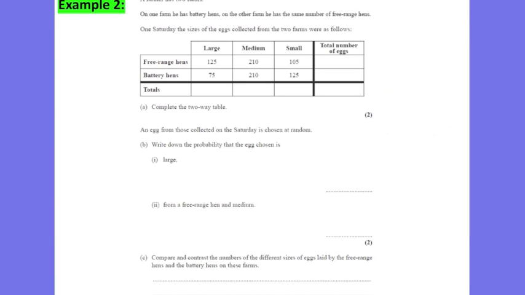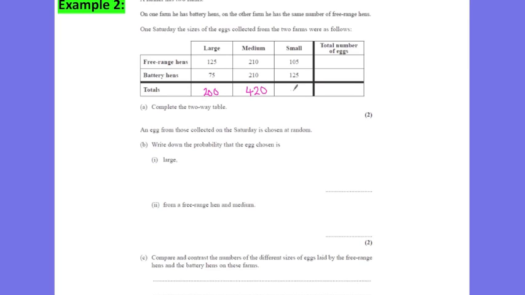Example number 2. A farmer has 2 farms. On one farm he has battery hens. On the other he has the same number of free-range hens. One Saturday, the sizes of eggs collected from the 2 farms were as follows. Here we must complete. We only have the totals to complete by adding up our columns. So here we have 200, 125 plus 75.